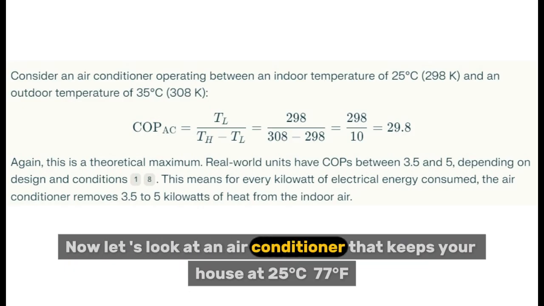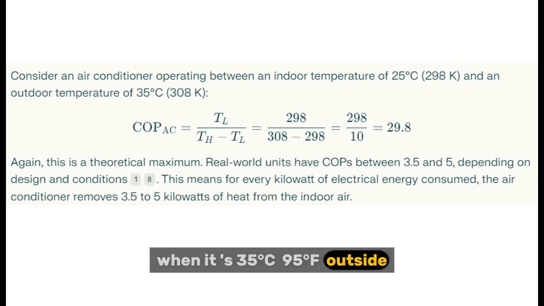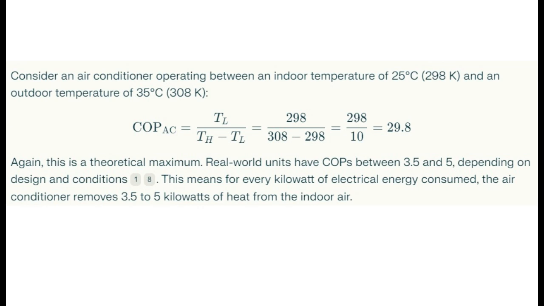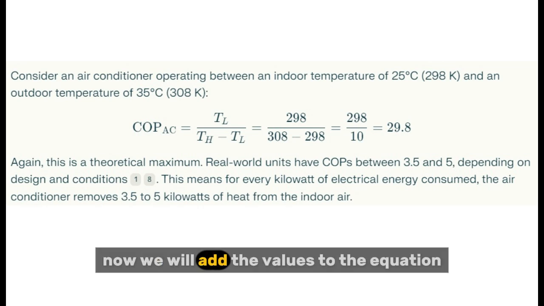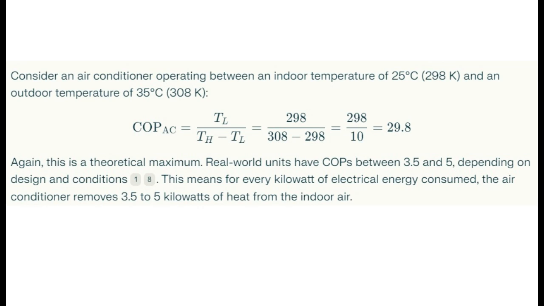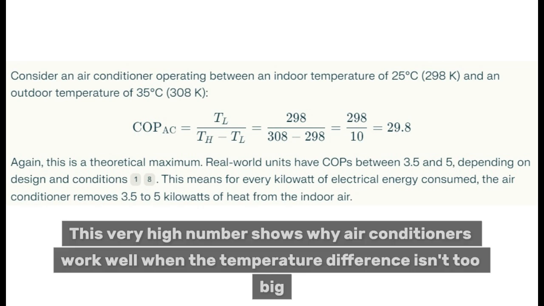Let us look at an air conditioner that keeps your house at 25 degrees Celsius. When it's 35 degrees Celsius outside, the perfect system would have best possible COP equals T low divided by T high minus T low. Now we will add the values to the equation. Best possible COP equals 298 divided by 308 minus 298 equals 298 divided by 10 equals about 30. This very high number shows why air conditioners work well when the temperature difference isn't too big.